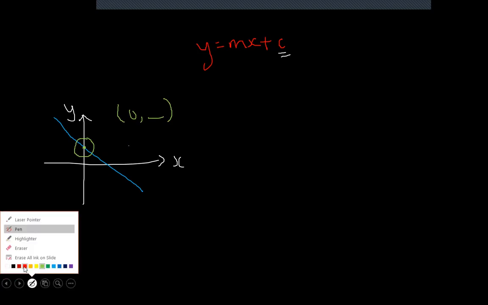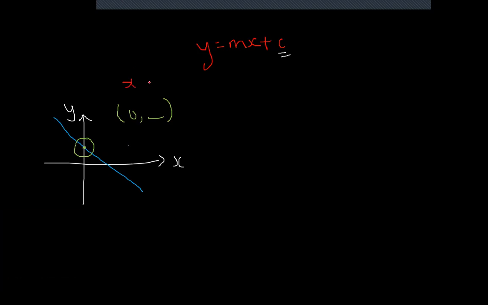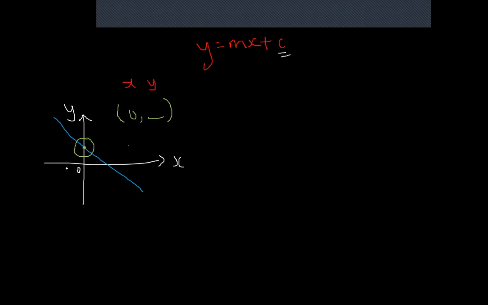Hold on. This is my x value. This is my y value. If you're wondering why x is 0, if you look at this point, this is my origin, so it has the coordinates 0, 0.